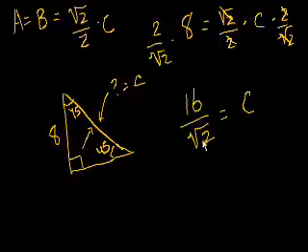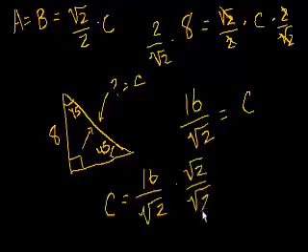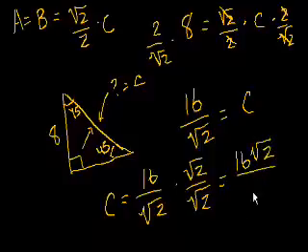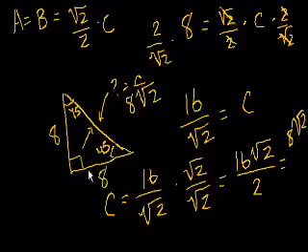But as I just showed you, people don't like having radicals in a denominator, so we can say C is equal to 16 over the square root of 2 times the square root of 2 over the square root of 2. So this equals 16 square roots of 2 over 2, which is the same thing as 8 square roots of 2. So C in this example is 8 square roots of 2. And we also know, since this is a 45, 45, 90 triangle, that this side is 8.